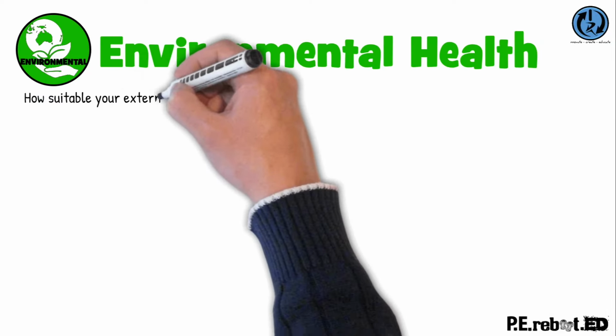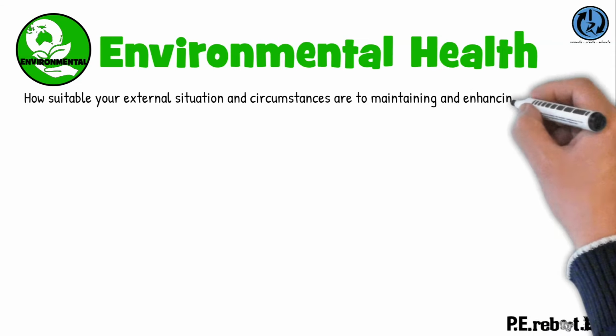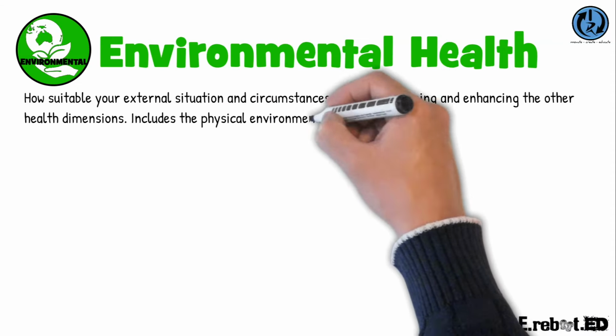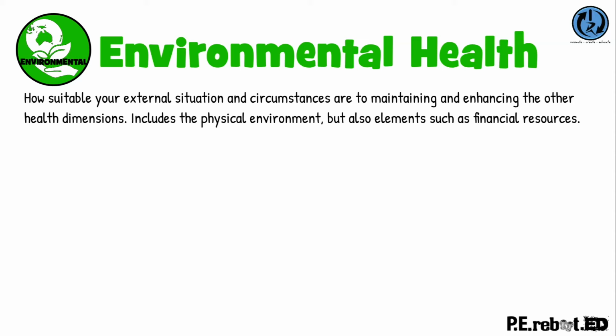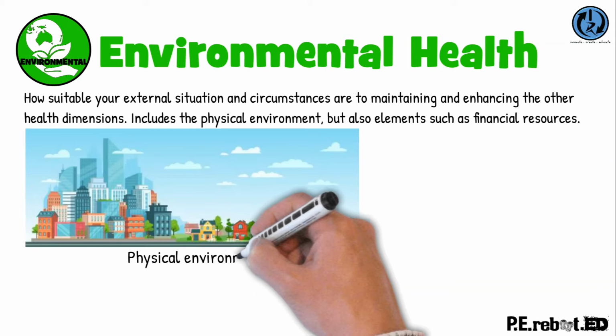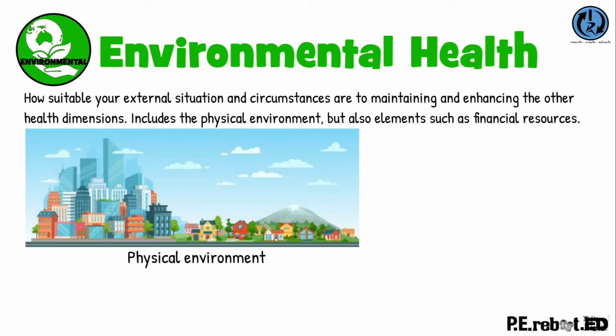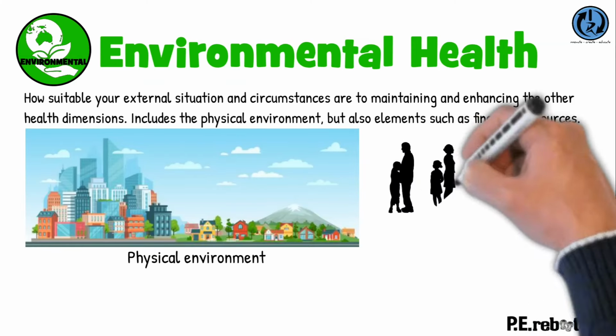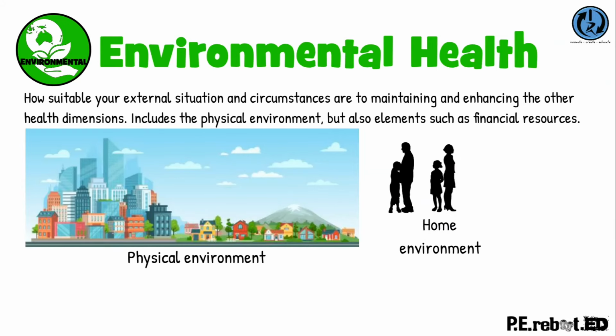The environmental health dimension includes factors that affect health as a result of the external situation and circumstances in which the individual finds themselves. This dimension incorporates a range of factors including the physical environment of the individual. Do they live in a rural or suburban area with available green space or natural areas free from pollution? Or are they residing in high density housing in an urban location? The home environment. What is the makeup of the family, extended family, and living situation? And what are their attitudes towards health and well-being?